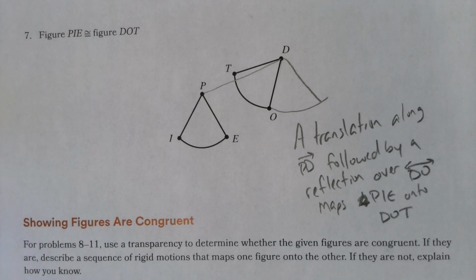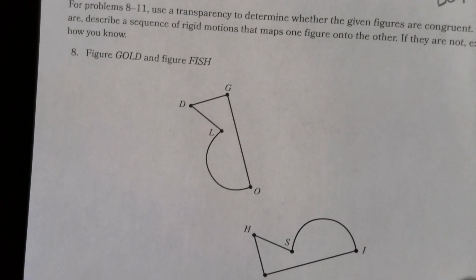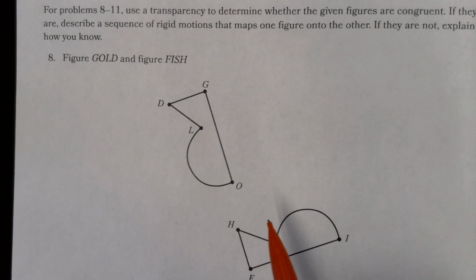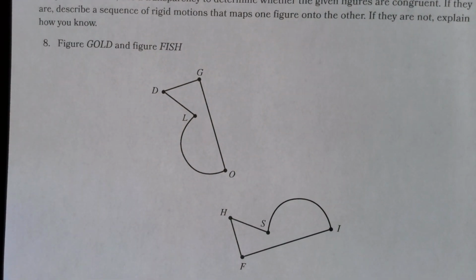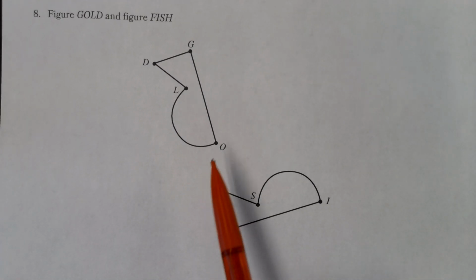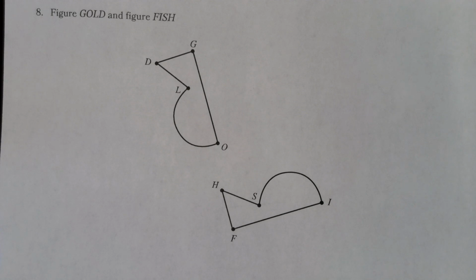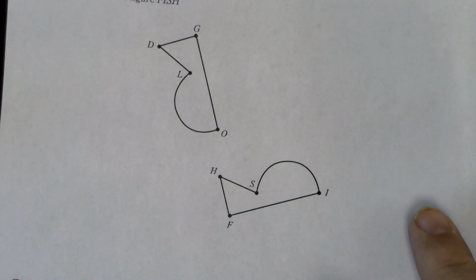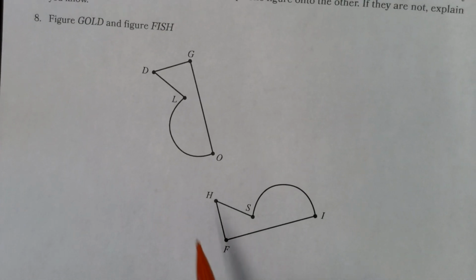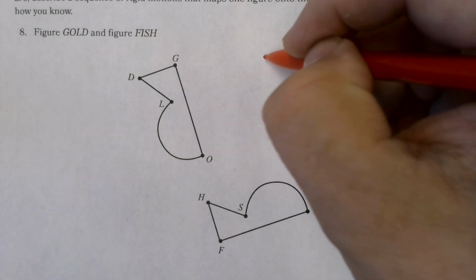So for these next few figures, 8, 9, 10, and 11, we're going to figure out if they are congruent or not. If they are, we're going to describe a sequence of rigid motions to explain how they are, and if not, we're going to tell how we know. Now, this one here, they appear to me to be the same size. If we took a piece of paper and measured, we would, without a doubt, determine that they are, in fact, congruent. Okay, so we would say congruent.